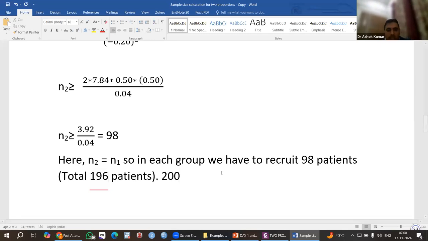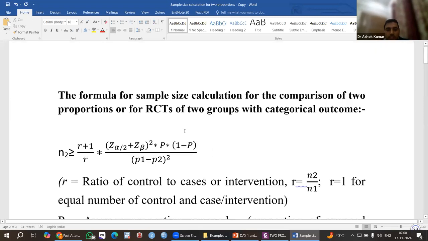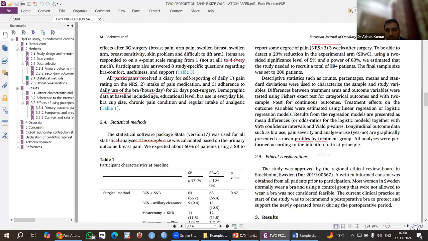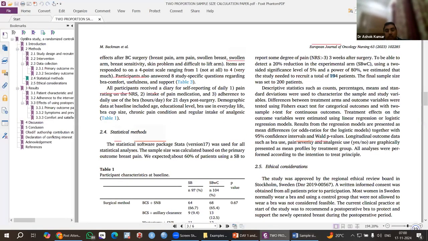So we can calculate sample size according to this. It's very easy. So we have to change this according to this. Okay, so this is for this. And with online calculators, now we have to use online calculators.